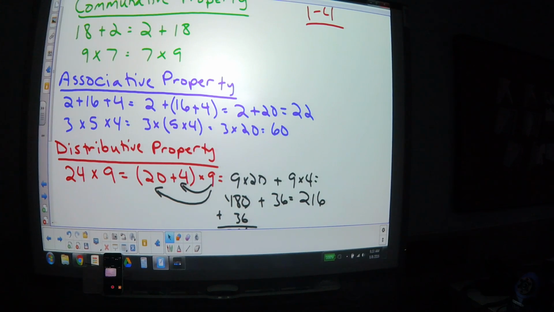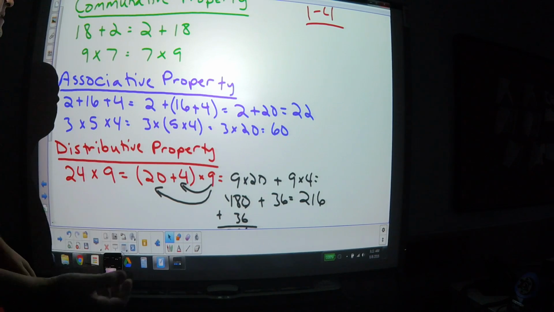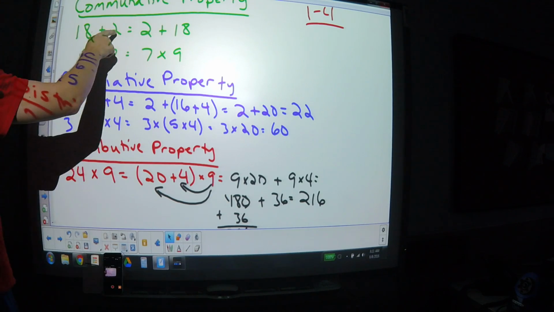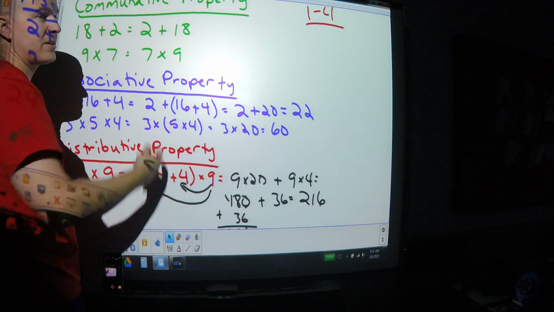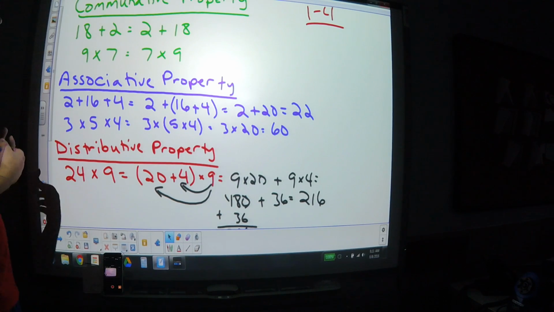Now, you may not realize that you're using them, especially the commutative property, which is where you're adding multiple numbers. It could be 2, it could be 3, it could be 5, it could be 10. But you can add them in any order that you want. So 18 plus 2 is the same as 2 plus 18. 3 plus 6 plus 5 is the same as 5 plus 6 plus 3. It doesn't matter the order that you're adding it.